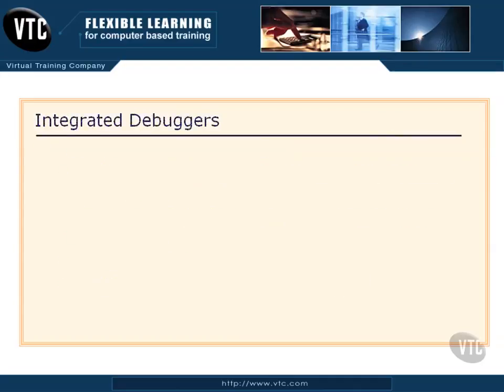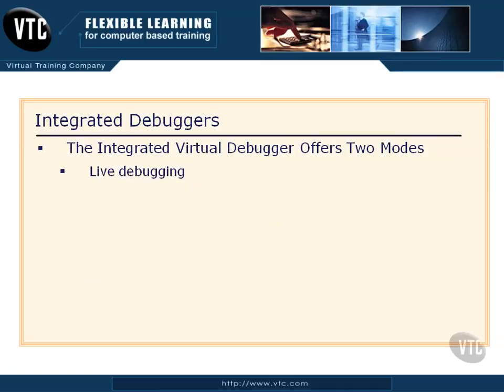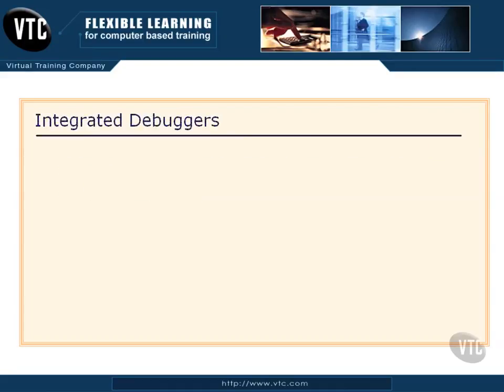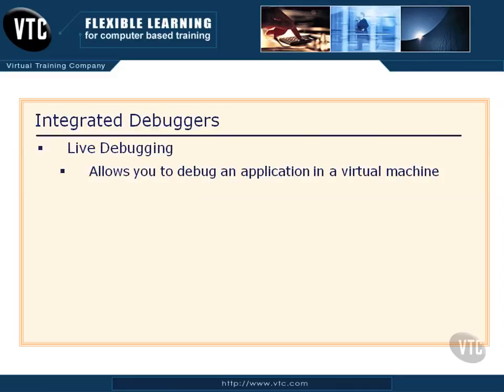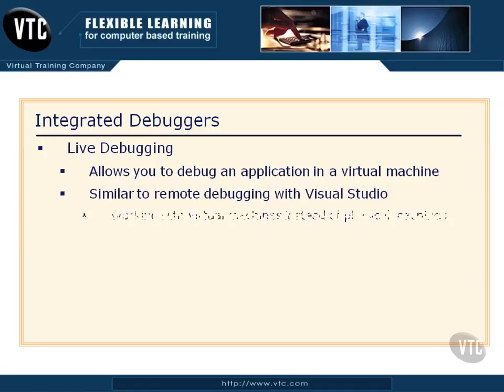So what can you actually do with these things? Well, there's two modes that are just fantastic. First of all, you can do live debugging, and then something new called replay debugging. So let's dig into those just a little bit. With live debugging, this will let you debug an application in a virtual machine. So what's the big deal with that? Because you've always had remote debugging with Visual Studio, or at least you have in the last few versions of that. Well, with this, you're working with virtual machines instead of physical machines.